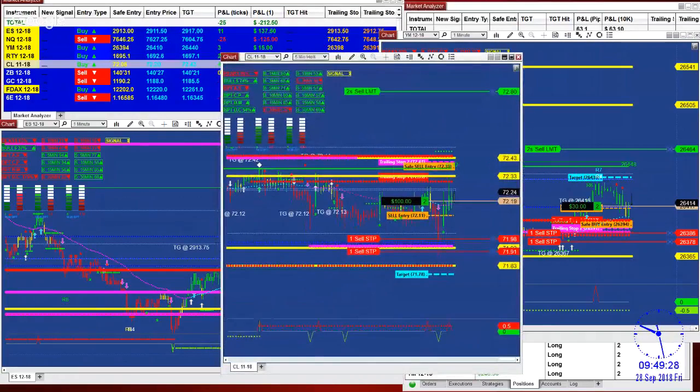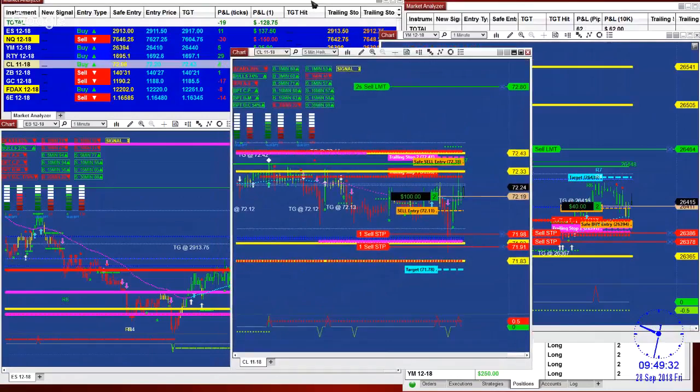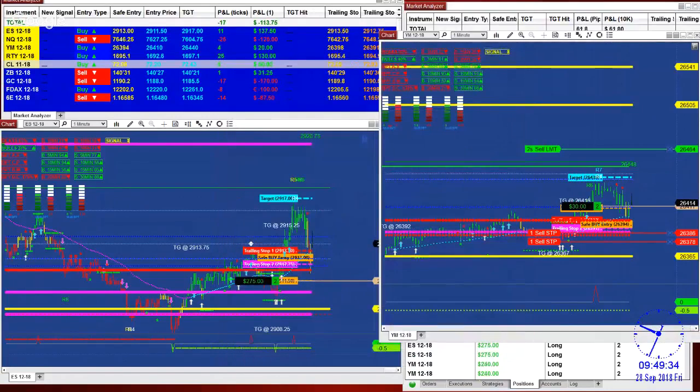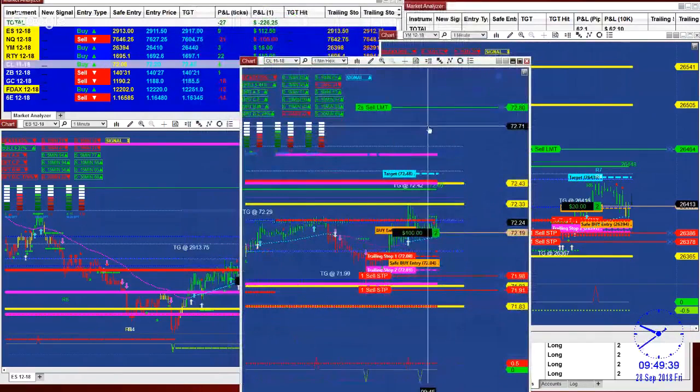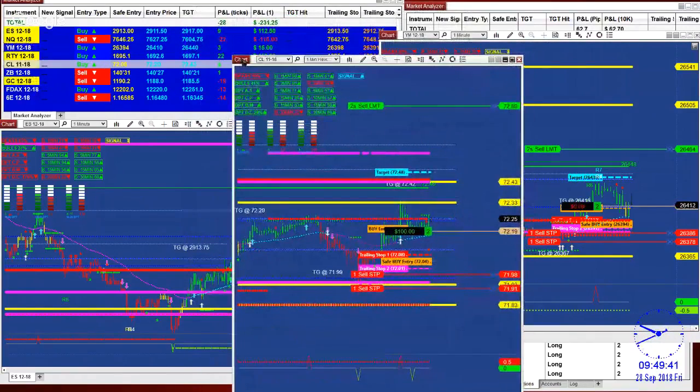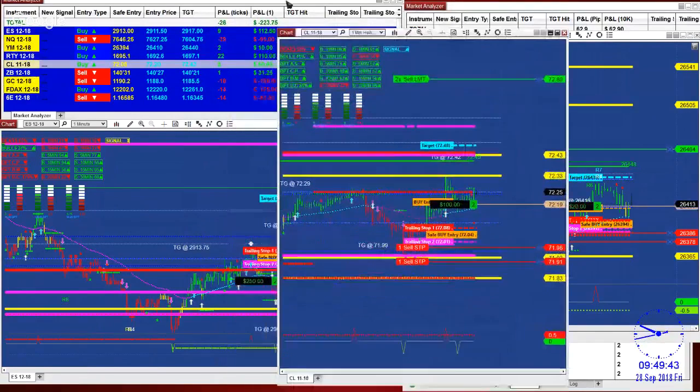This is your CL, and the same. Oops, sorry, this is a different account. This is your CL, and we're doing a very good job on this.